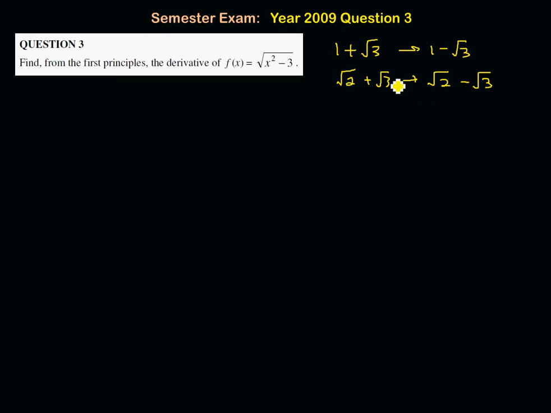Usually we take the second term in this operation and just change it to its negative. And what's so special about finding the conjugate is that if you multiply this and this, you would find that you eliminate the surd, both. And you multiply this and this, you find that you eliminate the surd also. It's very interesting.